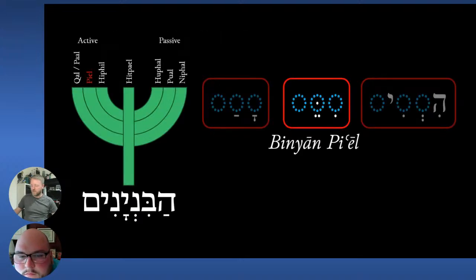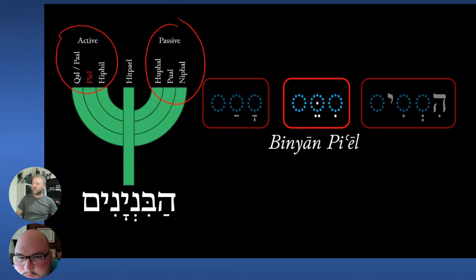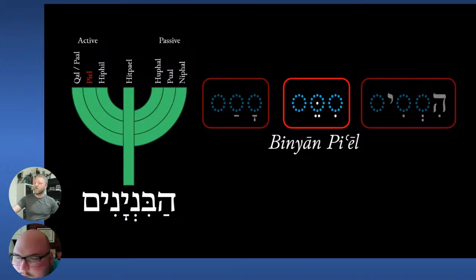If you look at this menorah, the candelabrum, the active stems are on the left and the passive stems are on the right, and the hitpael reflexive in the middle. So right now we have covered the kal, and we covered Piel in the past, and we covered hifil in the past. By past, I mean the perfect, which isn't necessarily the past. It could also be a conditional. It could also be used in the future as v'katal.